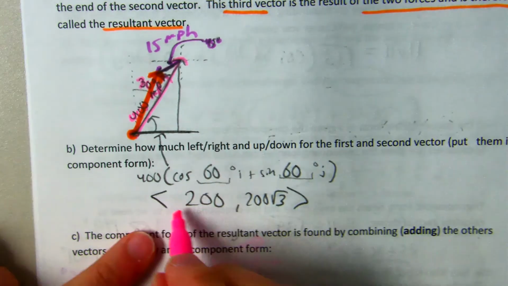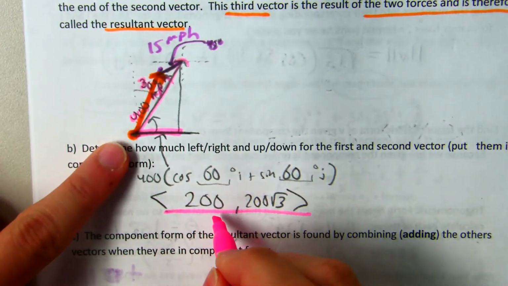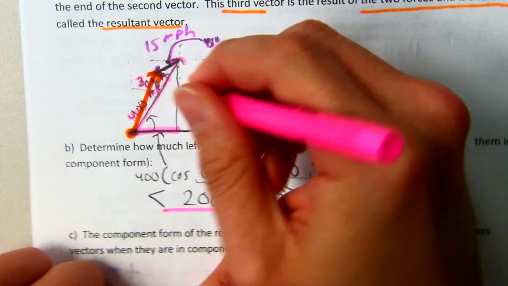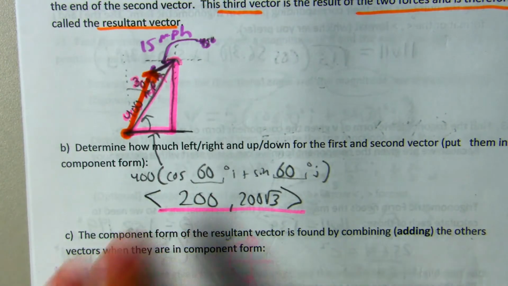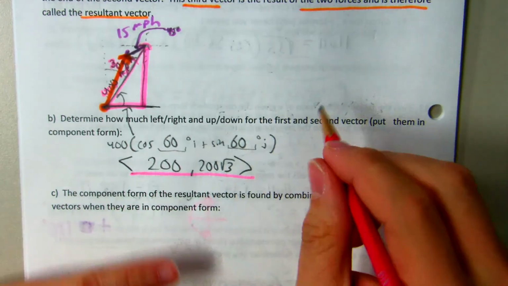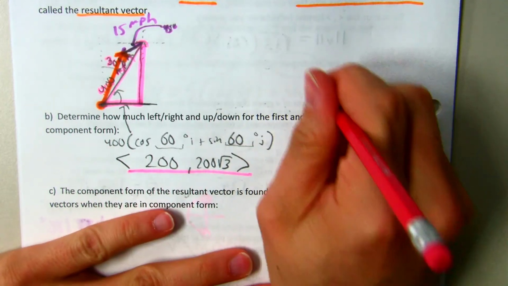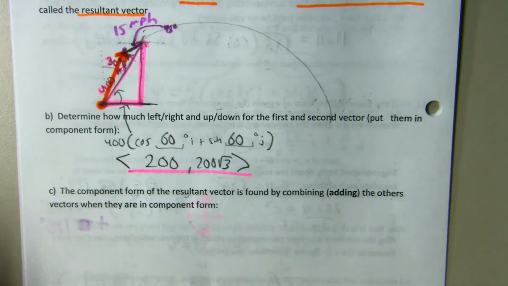So what this represents is going 200 miles per hour to the right and 200 times the square root of 3 up. I just looked at that one vector so far. Okay, now let's do the same thing for the second vector. By the way, you could have as many vectors as you wanted to. You could have 8 different forces, and this logic would still work.